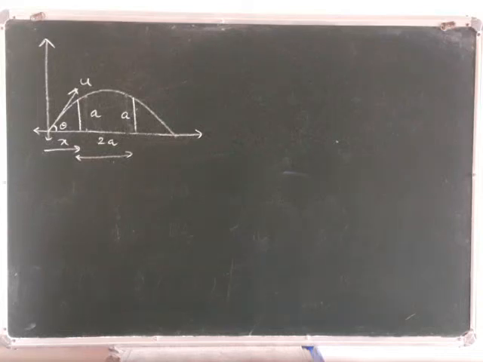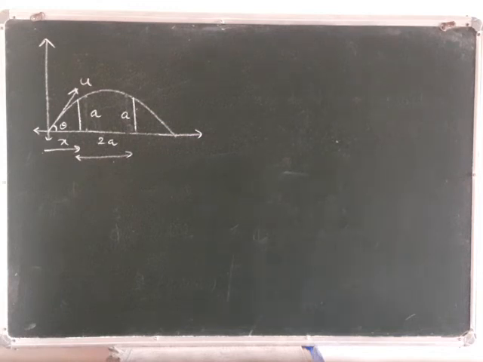Dear students, see the problem. A body is projected with an angle theta as shown in the figure, crossing two points which are at the same height, at a horizontal separation of 2a. Now the question is: find the horizontal range of this projectile.